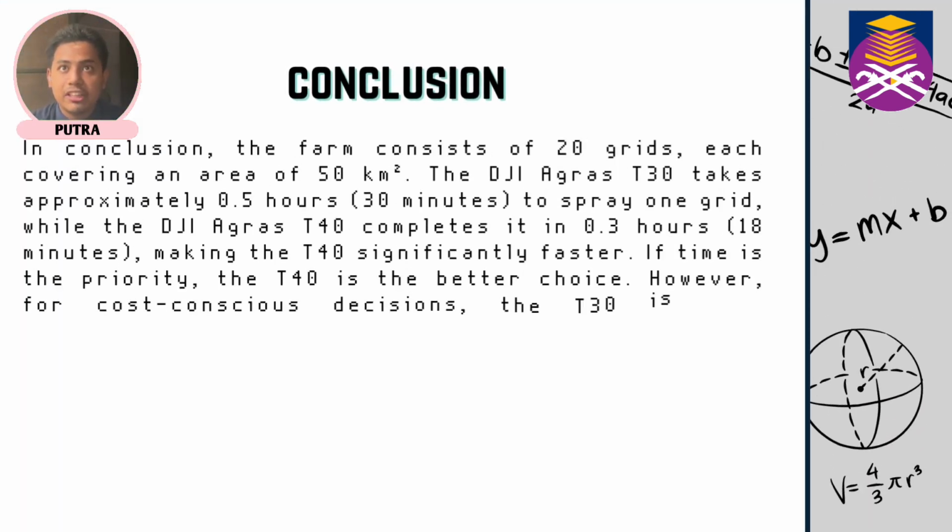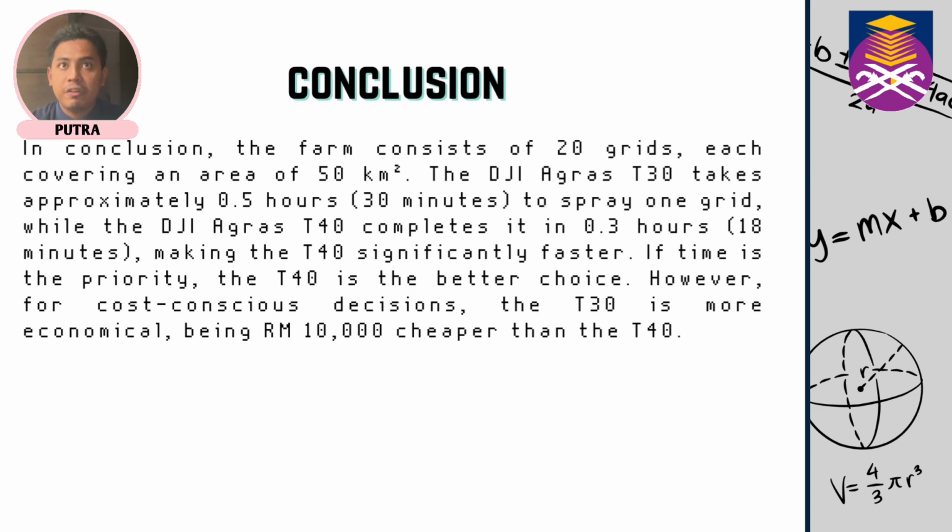In conclusion, the farm consists of 20 grids, each covering an area of 50 square kilometers. The DJI T30 takes approximately 0.5 hours, which is 30 minutes, to spray one grid, while the DJI T40 completes it in 0.3 hours, which is 18 minutes, making the T40 significantly faster.